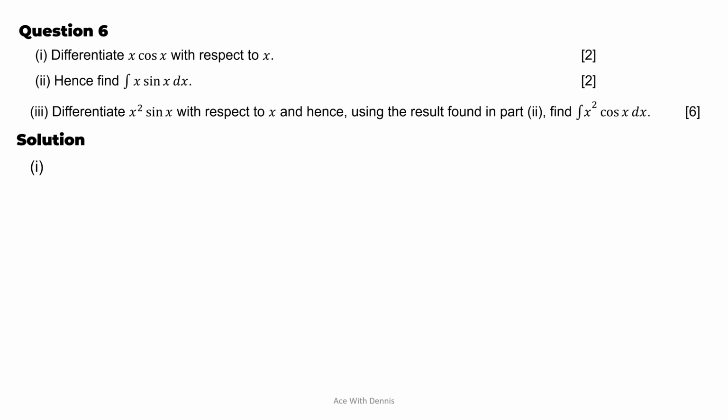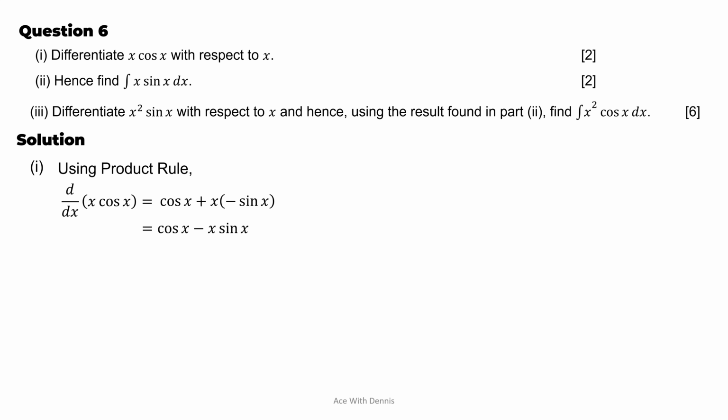Here is the solution. For part 1, we apply the product rule. So the differentiation of x cosine x with respect to x will equal cosine x plus x times negative sine x. Simplify, we get cosine x minus x sine x. 2. We start with the differentiation of x cosine x, which equals cosine x minus x sine x. Then we make x sine x the subject. We get x sine x equals cosine x minus d over dx of x cosine x.